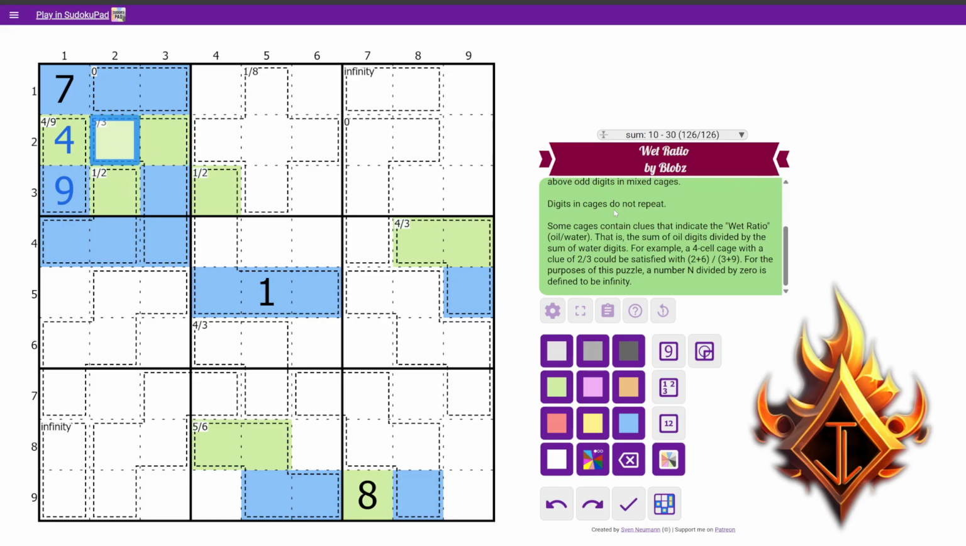Okay, digits in cages do not repeat. So if this was 2, 3 to make 5, then this would have to be 3, which could only be 1, 2. But then 2 would be repeating. So this is going to be 10, and this is going to be 6. So it can be 4, 2 that way.